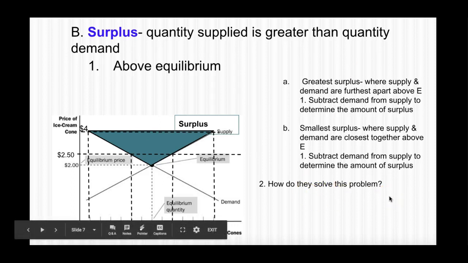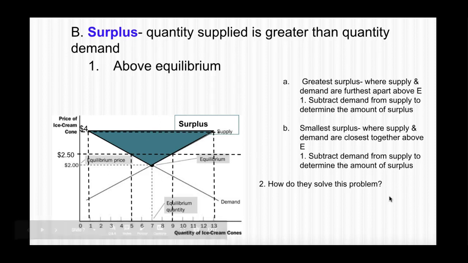So I didn't write anything down here. I would suggest you write it down. How do you solve the problem of a surplus? Lower the price, offer a rebate. What's a rebate? A rebate is a partial refund on the purchase price that a producer may offer. Okay, so that's all about a surplus.